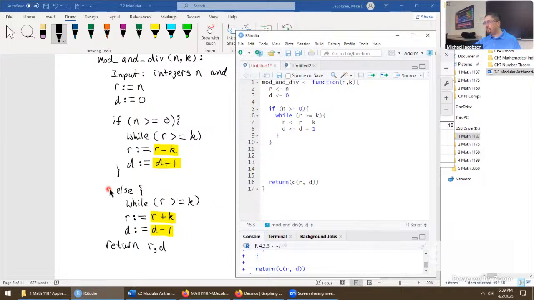We're extending this now a little bit further to the else condition. So here's the if, here's the else now. I don't want to forget the while again. So else, but while r greater than or equal to k, we'll do these operations. R gets redefined as R plus K this time. And D gets defined as D minus 1.